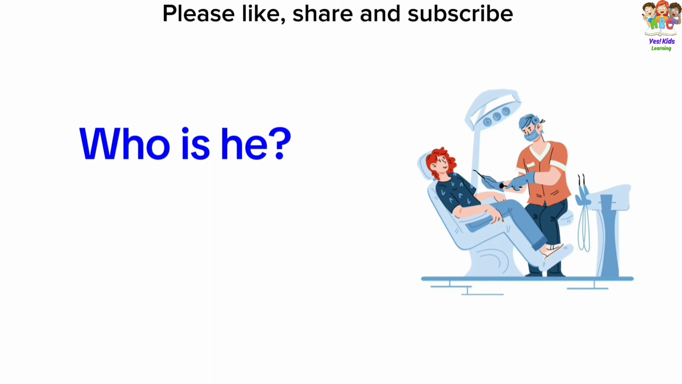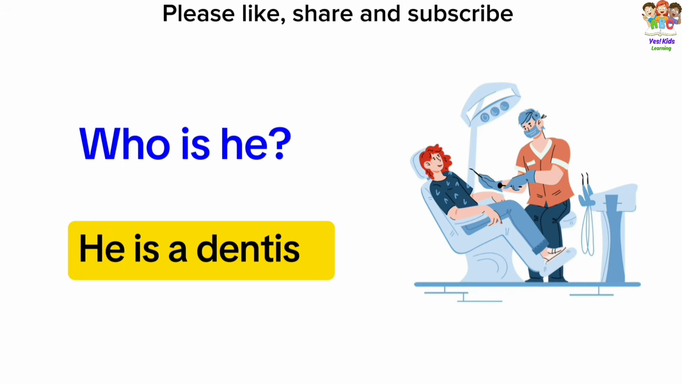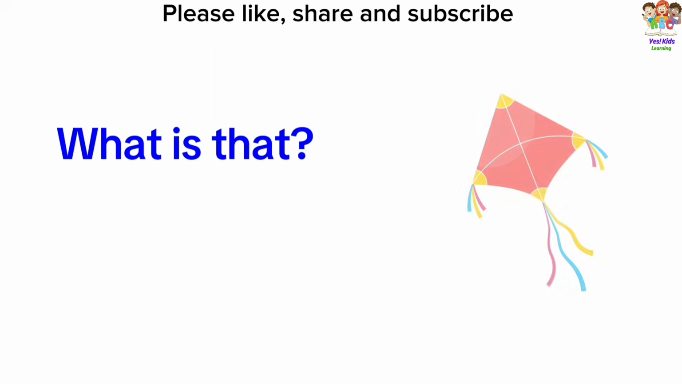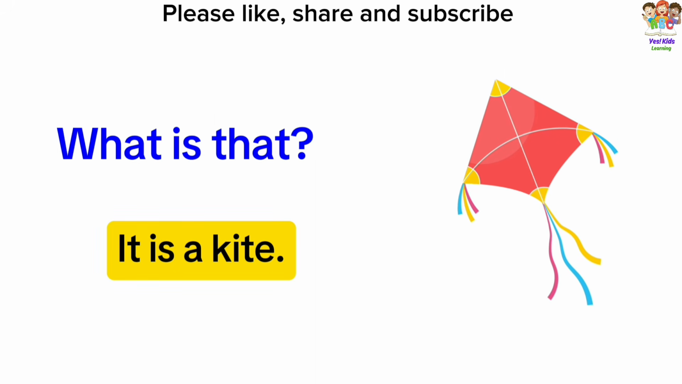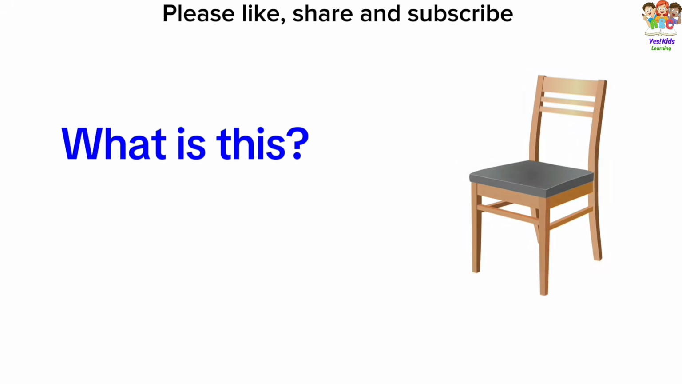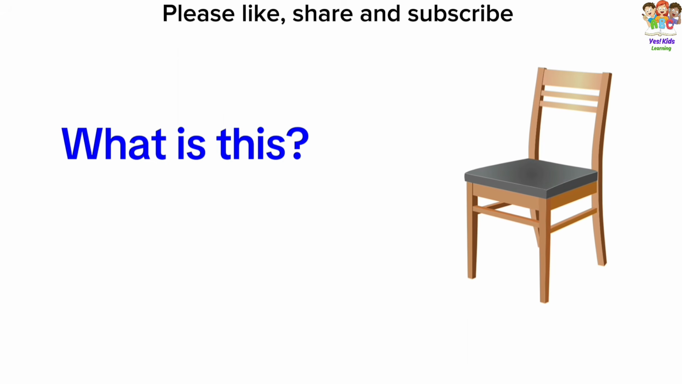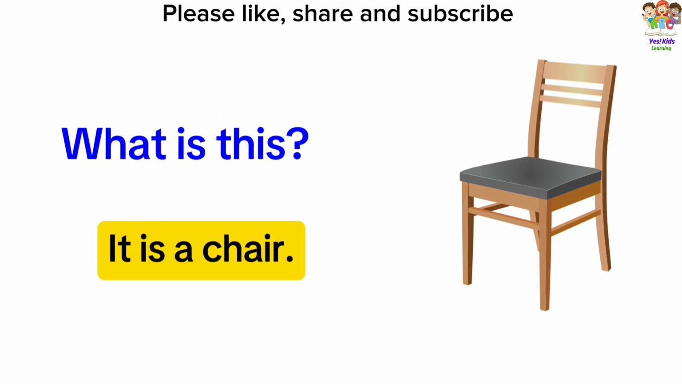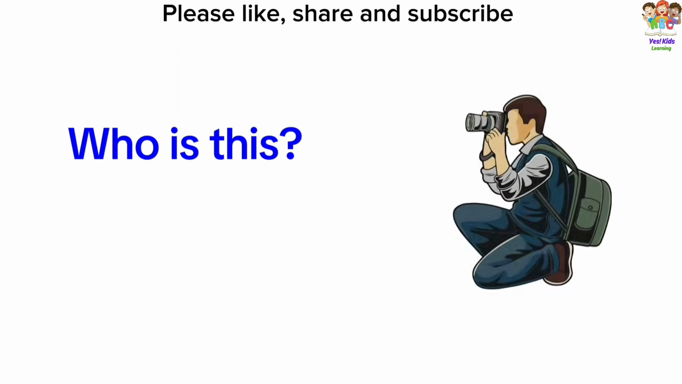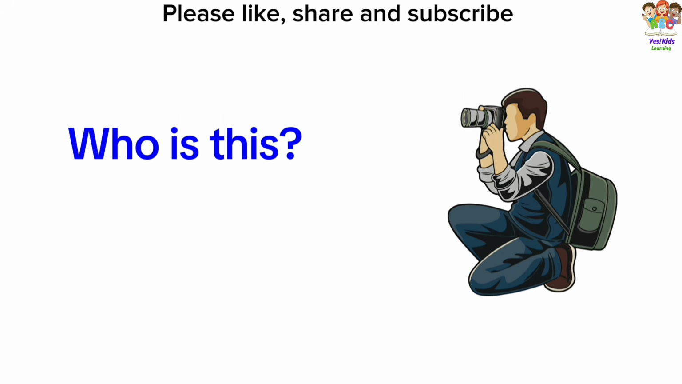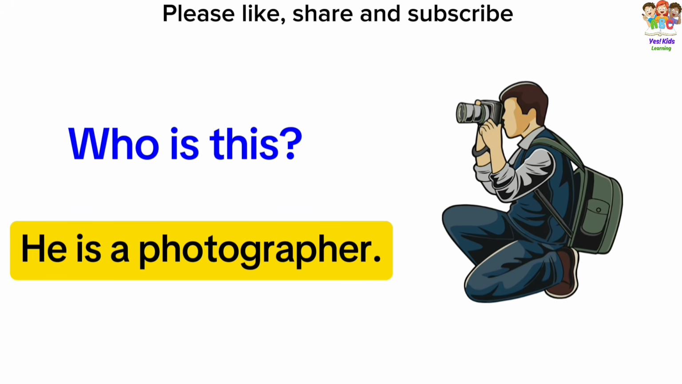Who is he? He is a dentist. What is that? It is a kite. What is this? It is a chair. Who is this? He is a photographer.